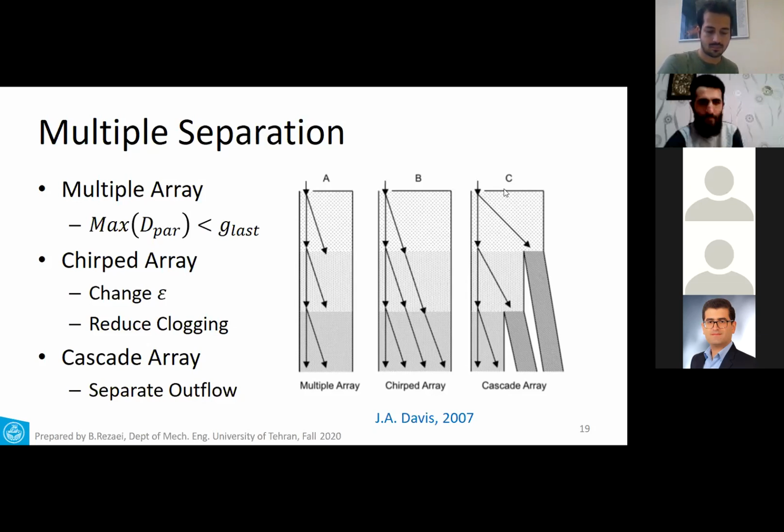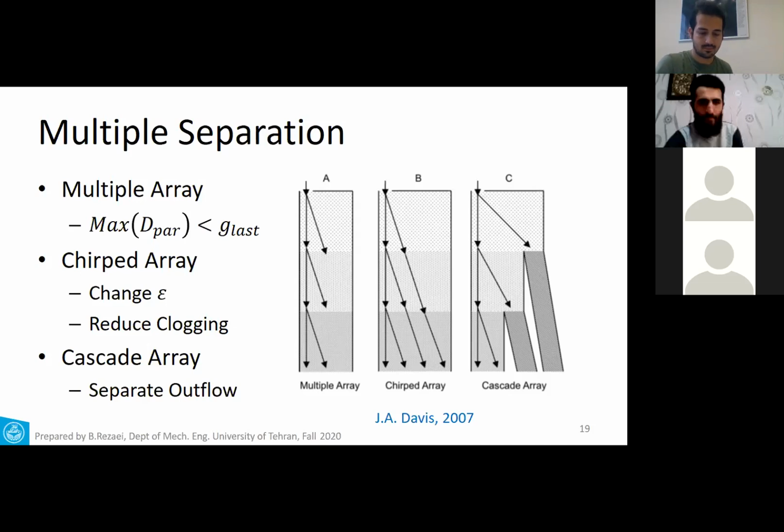And there is Chirp and Cascade array. There are some differences. In the first one, the multiple array, this is very important that the maximum value of particle diameter is still less than the gap size of the last array. But if it's not possible, they use the Chirp array. And if you want to collect every iteration separation, and every kind of cells that they separate is important to them, they use Cascade array.